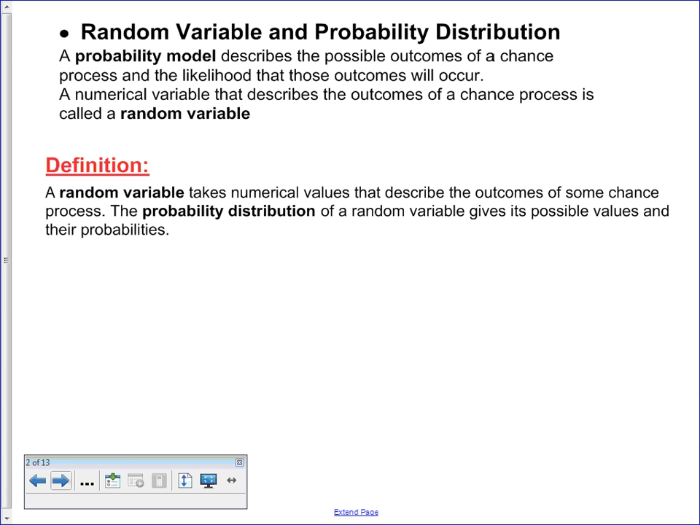So, what is a random variable? Well, a probability model describes the possible outcomes of a chance process and the likelihood that those outcomes will occur. A numerical variable that describes the outcomes of a chance process is a random variable. A random variable takes numerical values that describe the outcomes of some chance process. Read it, write it, do whatever it is you're going to do with it. If I go too fast, pause the video.